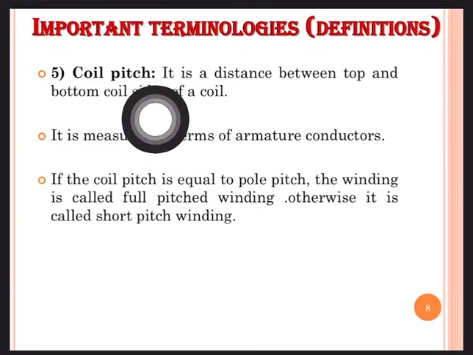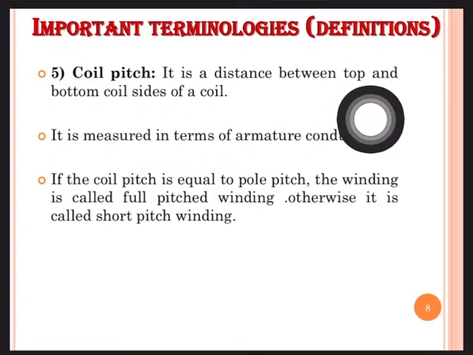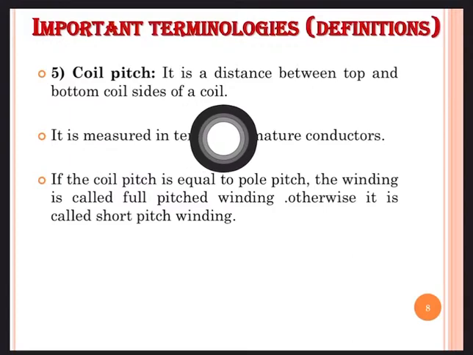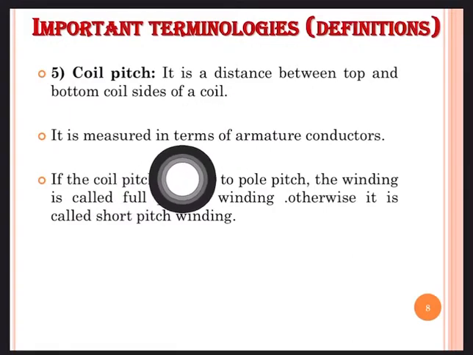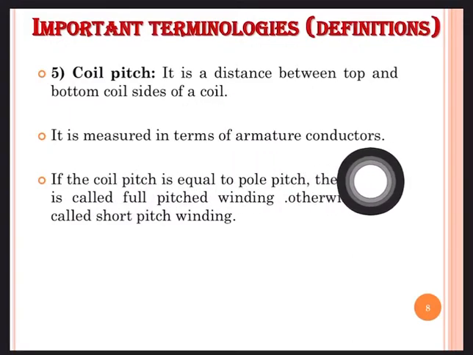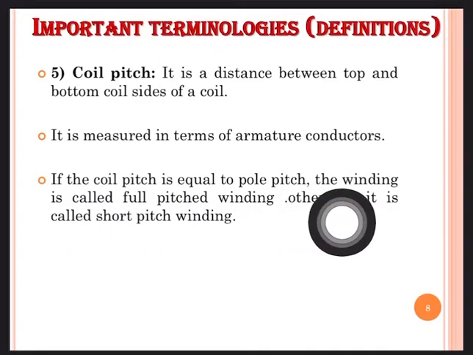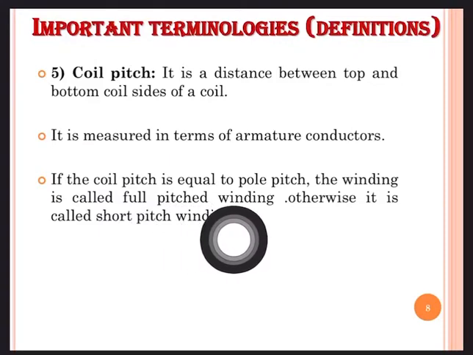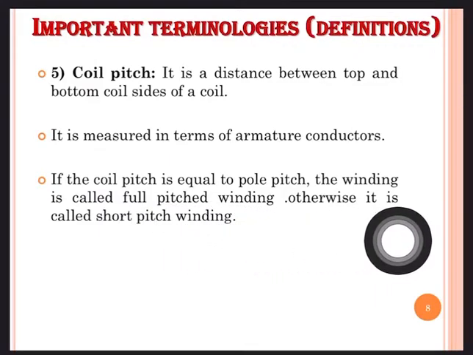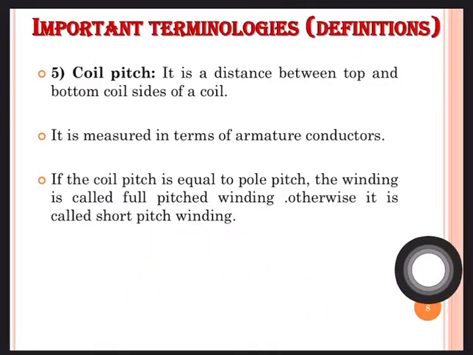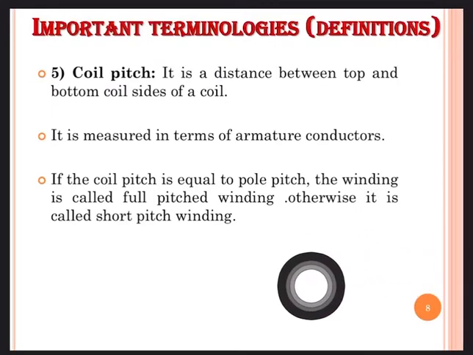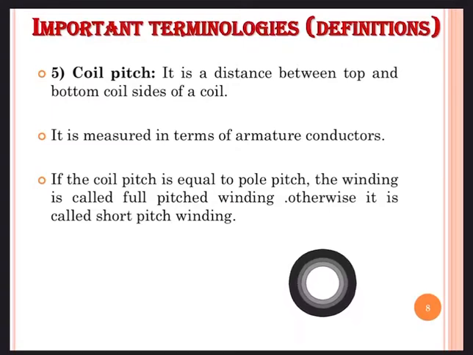Now coil pitch. It is the distance between the top and bottom coil sides of the coil. It is measured in terms of armature conductors. If the coil pitch is equal to the pole pitch, the winding is called full pitch winding, otherwise it is called short pitch winding. So coil pitch is the distance between top and bottom coil sides, measured in terms of conductors.